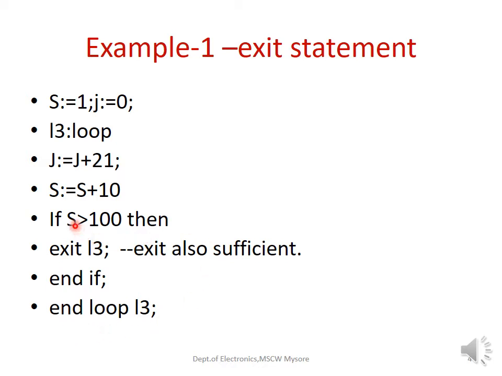But what happens if the condition is false? According to the loop statement, it executes the next iteration. The first one is called the first iteration, the second one the second iteration. In this way, the value of s keeps being updated, and whenever this value is more than 100, it exits this L3 loop and your control jumps to the next statement after the end loop that you have written.